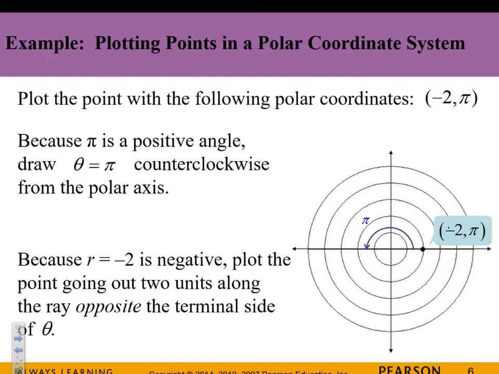So you really got to be careful whenever they give you a negative radius, and maybe something like 150 degrees. If it was positive 2, it'd be right there. It would be there.